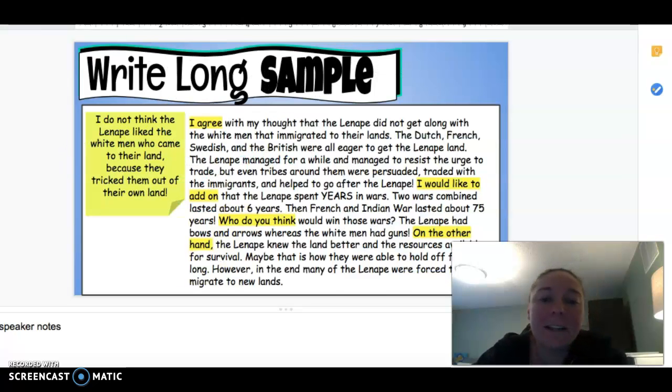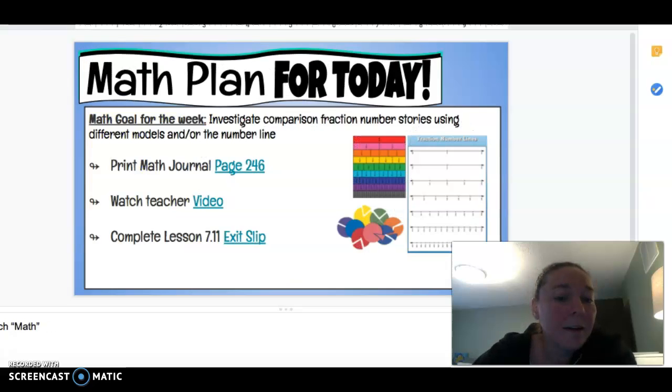Here is my write long sample for this week. Mine is focused on the subtopic immigration and some of the hardships that the Lenape had to face with that.